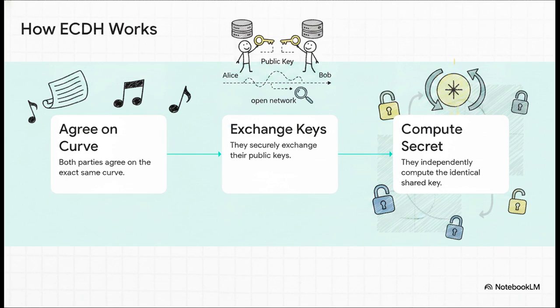Alice takes her private key and mathematically mixes it with Bob's public key. At the exact same time, Bob mixes his private key with Alice's public key. Because of how the geometric properties of the elliptic curve work, they both mathematically land on the exact same coordinate on the graph. They independently arrive at the identical shared secret, leaving the eavesdroppers with nothing but useless public keys that, like we talked about earlier, cannot be reverse engineered.